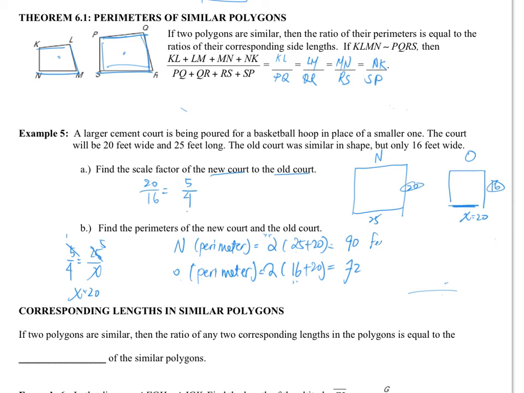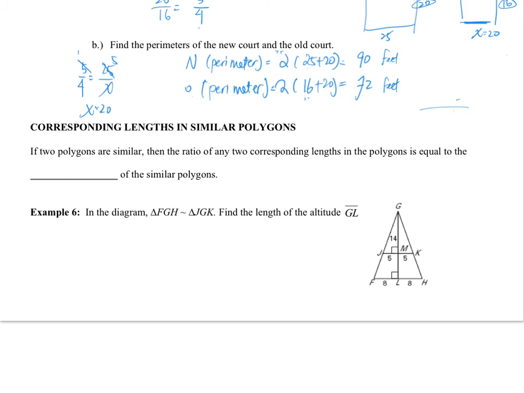And let's not forget to label. Corresponding lengths in similar polygons: if two polygons are similar, then the ratio of any two corresponding lengths in the polygons is equal to the scale factor of the similar polygons. So that's a quick review.